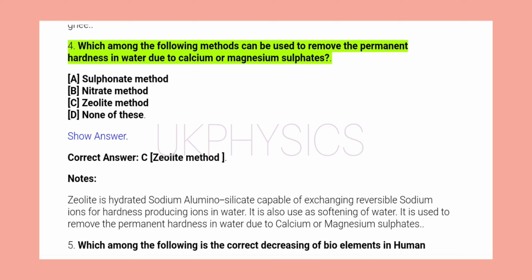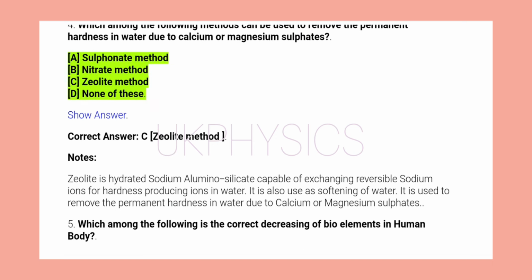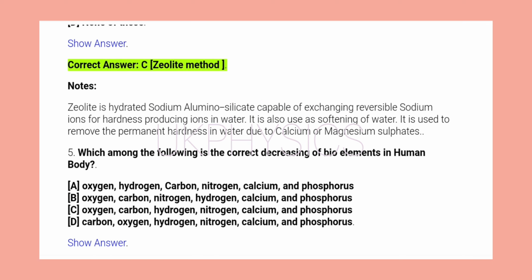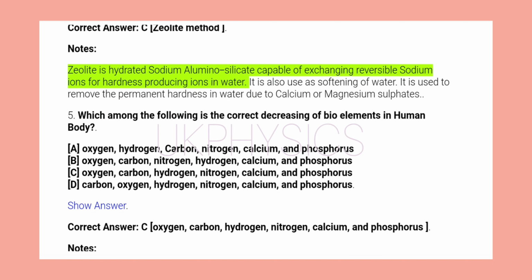4. Which among the following methods can be used to remove the permanent hardness in water due to calcium or magnesium sulfates? A. Sulfonate method, B. Nitrate method, C. Zeolite method, D. None of these. Show answer. Correct answer, C. Zeolite method. Zeolite is hydrated sodium aluminosilicate capable of exchanging reversible sodium ions for hardness producing ions in water.